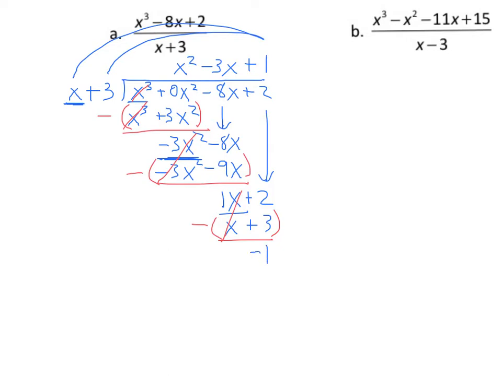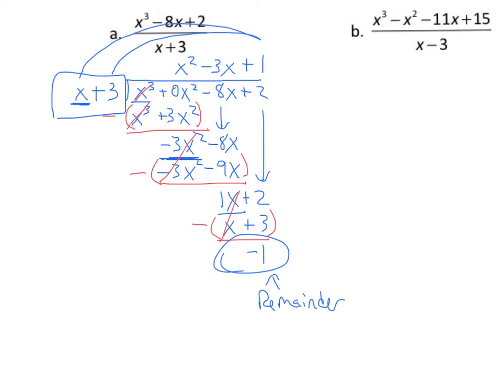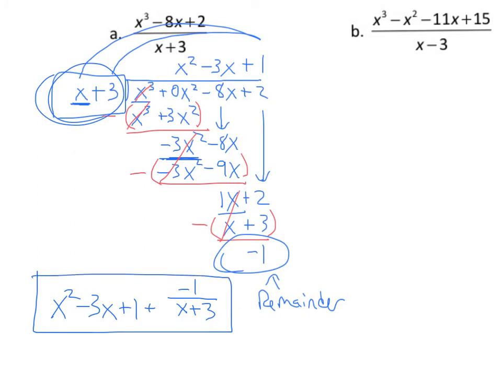And once your degree down here is less than your degree right here in the front, then you're finished, and we call this the remainder. If you get a 0 there, there's no remainder. And then to write our answer, we take the expression on the top that we got, x squared minus 3x plus 1, and then we do plus whatever the remainder is out of whatever expression you have in the front, x plus 3. And that is the answer.